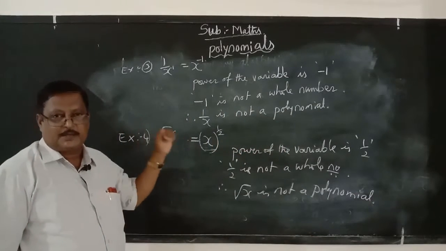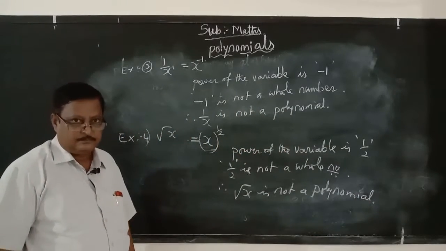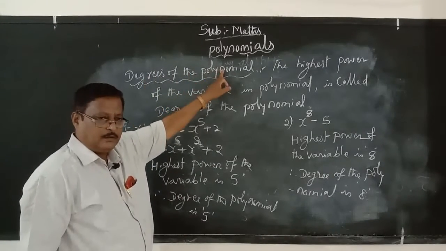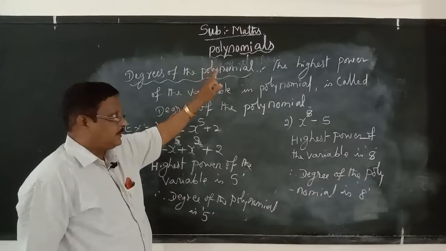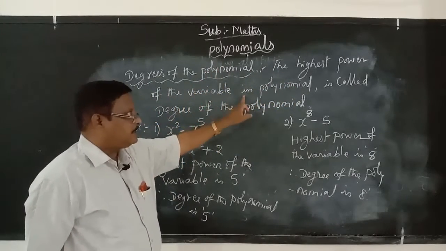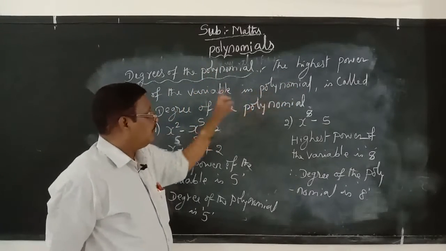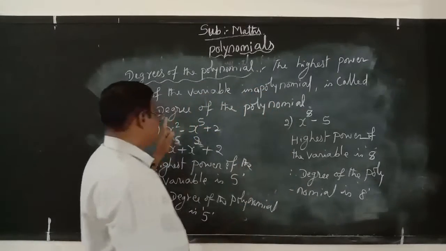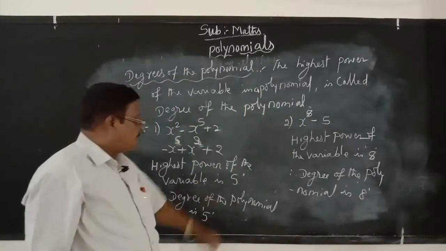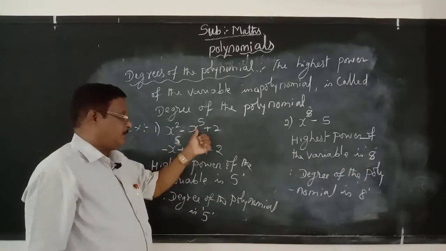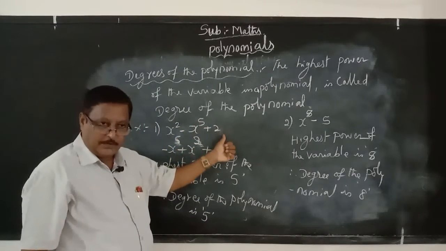Next, degree of the polynomial. What is the degree of a polynomial? The highest power of the variable in a polynomial is called the degree of the polynomial. Suppose an example, one of the polynomials: x square minus x to the power 5 plus 2.